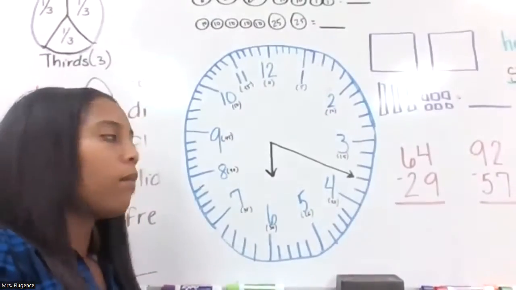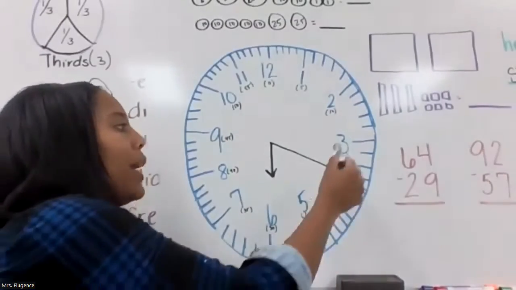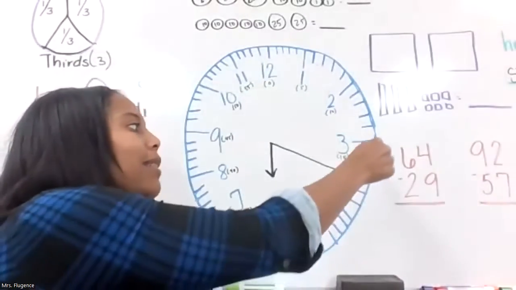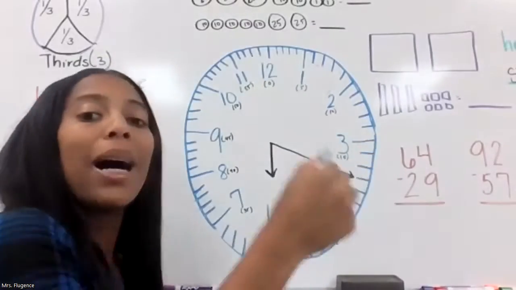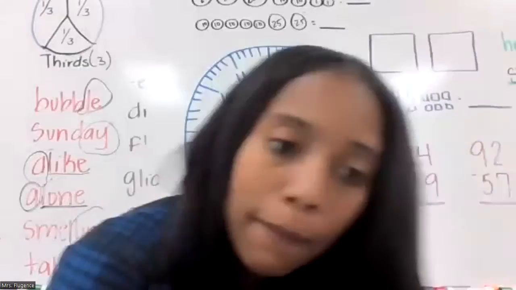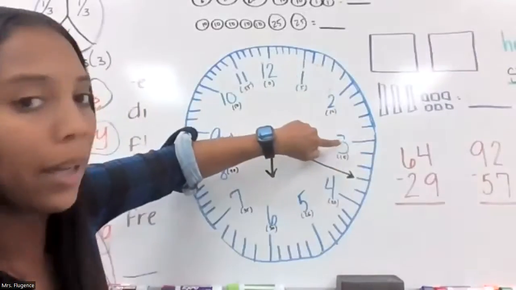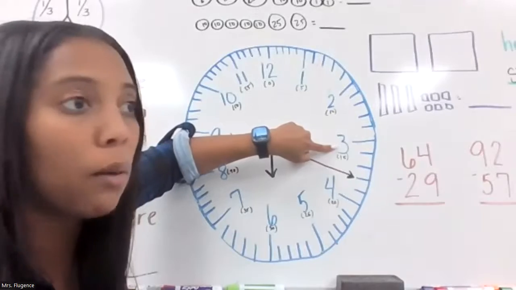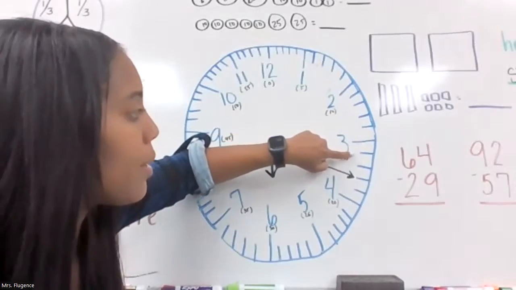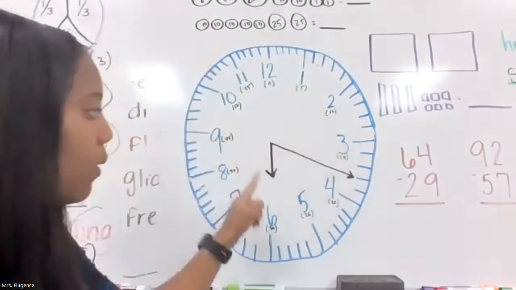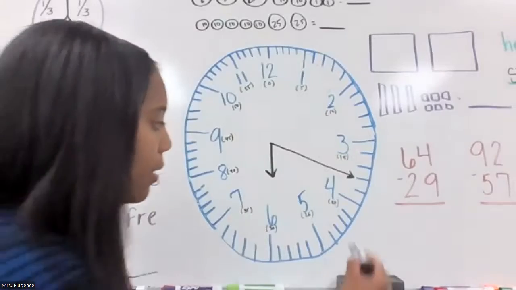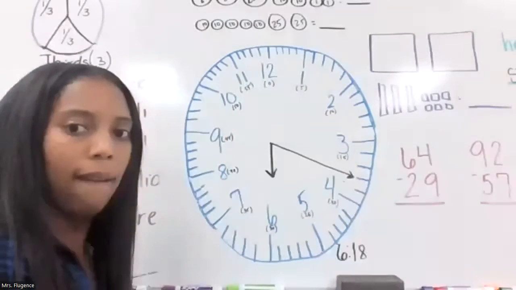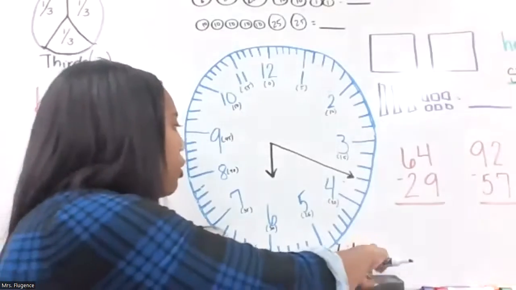All right, so anytime your minute hand is pointing to any of these smaller lines, you count by ones. What you have to do, though, is know which five you have to start with. So in this case, since it just passed 3, we'll start with 15. Then it'll be 16, 17, 18. So this time, it's 6:18. See that? Okay, let me show you another one.